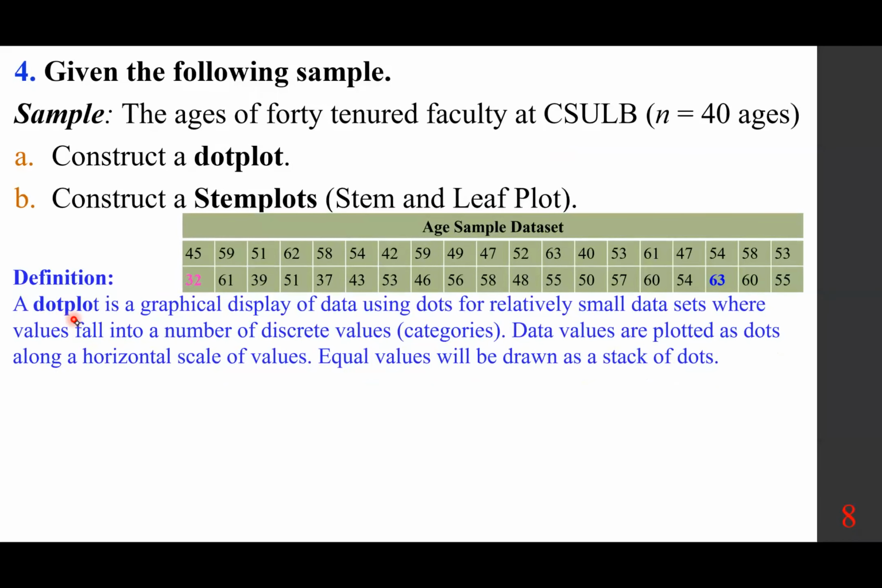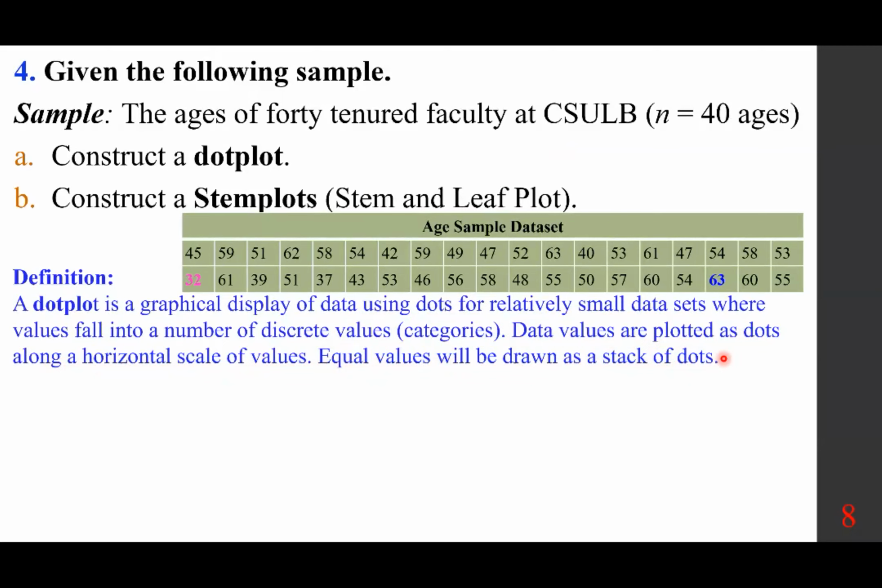A dot plot is a graphical display of data using dots for relatively small data sets where values fall into a number of discrete values or categories. Data values are plotted as dots along a horizontal scale of values. Equal values will be drawn as a stack of dots.